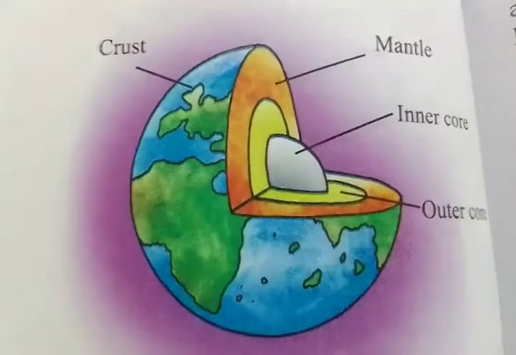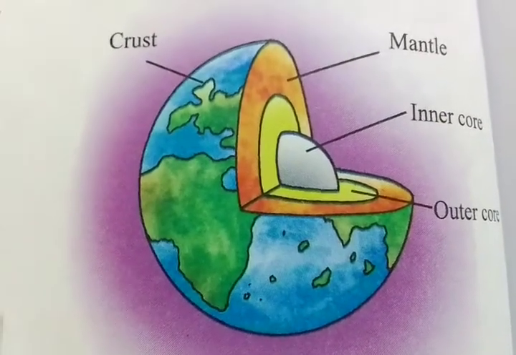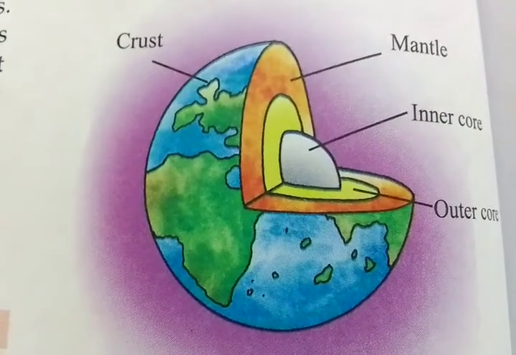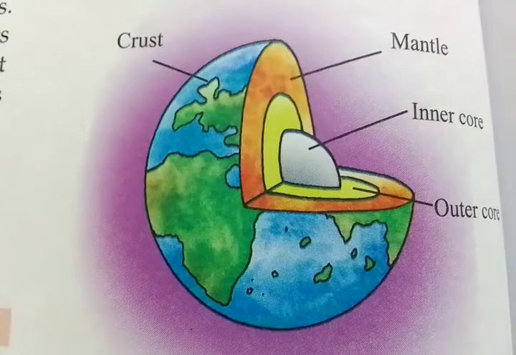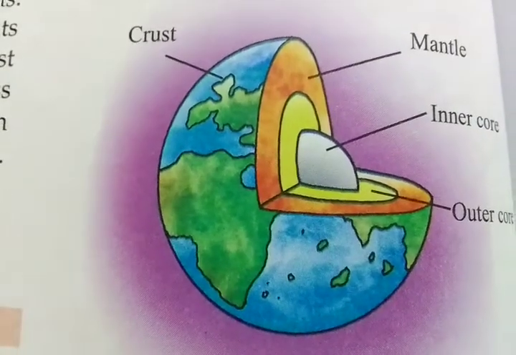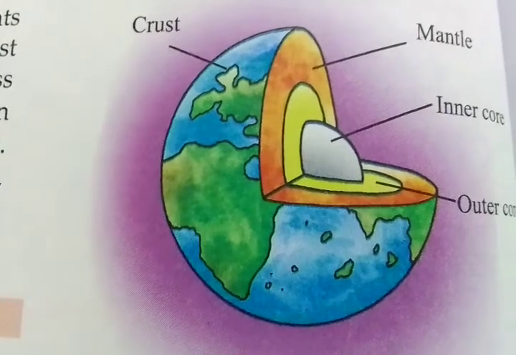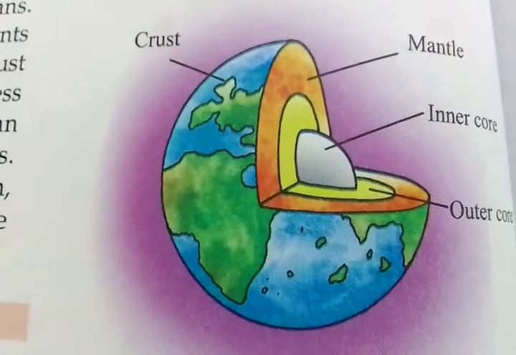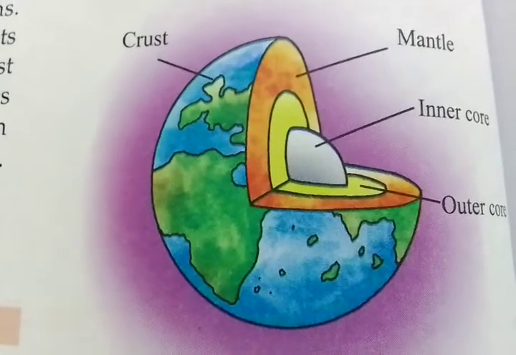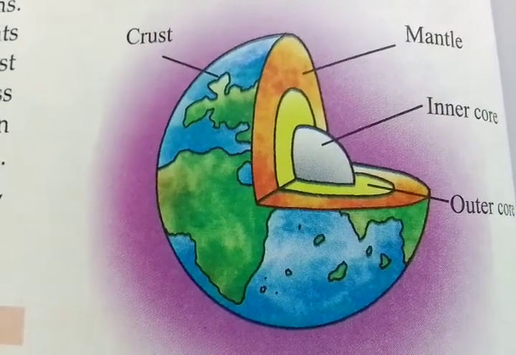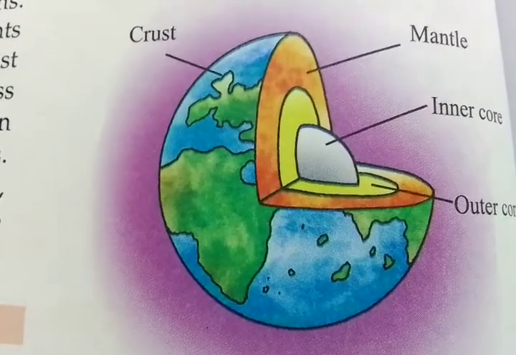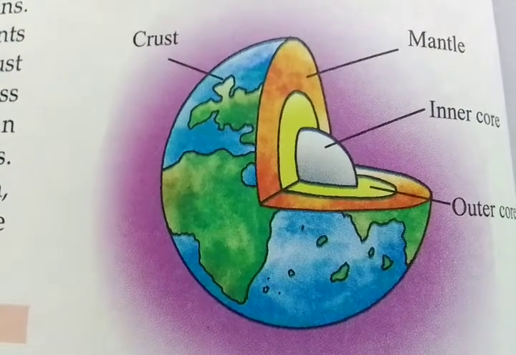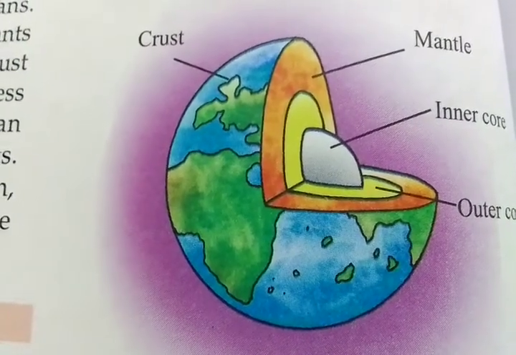Then is the mantle. Next part. The layer under the crust. Mantle is the layer under the crust. And this layer is about 2,900 kilometers thick. Its upper part is hard and made up of rocks, while the lower part is hot and molten like honey. When a volcano erupts, magma comes out of this layer in the form of lava. Iron and magnesium are found here.